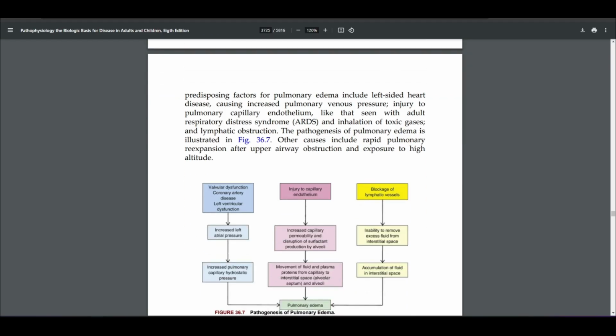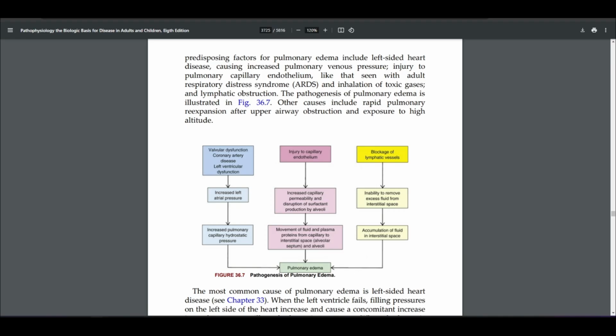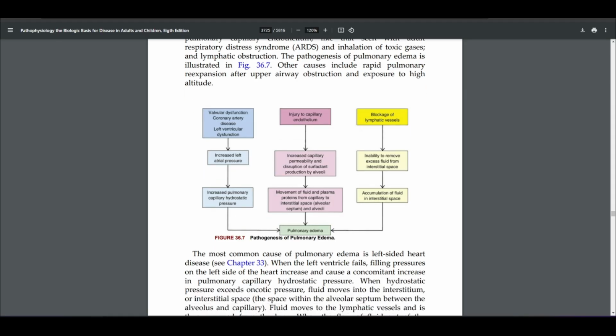Common predisposing factors for pulmonary edema include left-sided heart disease, causing an increased pulmonary venous pressure, injury to pulmonary capillary endothelium, like that seen with adult respiratory distress syndrome and inhalation of toxic gases, and lymphatic obstruction. The pathogenesis of pulmonary edema is illustrated in figure 36.7. Other causes include rapid pulmonary re-expansion after upper airway obstruction and exposure to high altitudes.